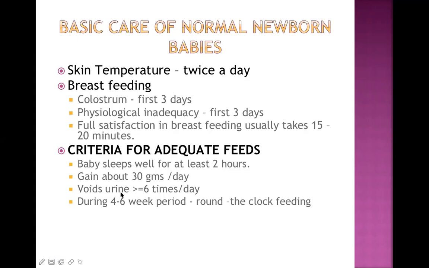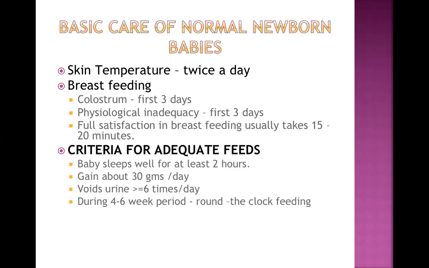The baby passes urine more than 6 times a day if the baby is getting enough feeding. A baby who is not getting enough feeding probably urinates less often. During the 4 to 6 week period, round the clock feeding is done, and then demand feeding can be done.